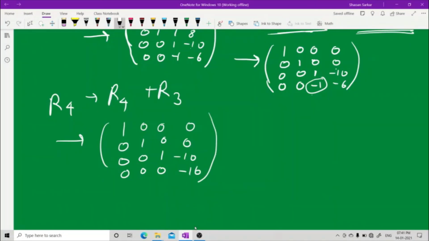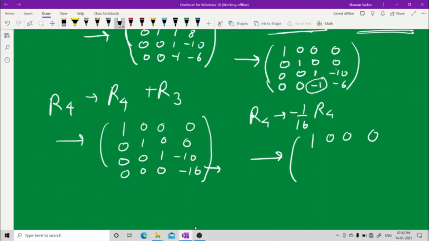Now the thing is very simple. You divide this complete row, this last row, by minus 16. R4 is minus 1 upon 16 R4. So what you now get is 1 0 0 0, 0 1 0 0, 0 0 1 minus 10, 0 0 0 1. Now very simple. Just make this element 0 by either using the column or the row operation, that is your choice.